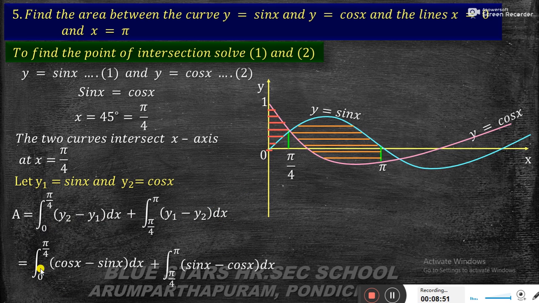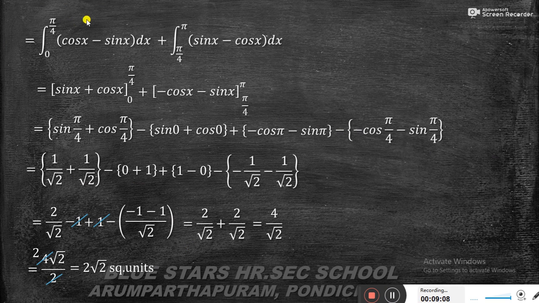Next step, integral 0 to pi by 4, y2 means I substitute cos x, minus y1 means I substitute sin x, dx, plus integral pi by 4 to pi, y1 means sin x minus y2 means cos x, dx. So integral 0 to pi by 4 of cos x minus sin x dx plus integral pi by 4 to pi of sin x minus cos x dx.